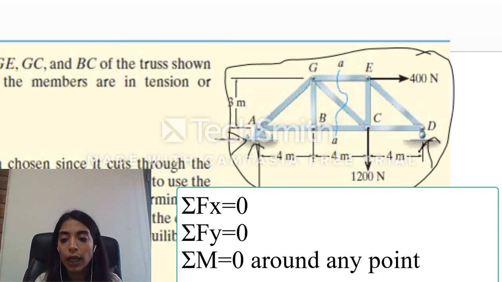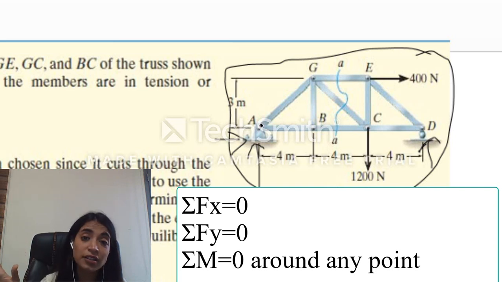It's up to you. Now, if you don't have a lot of time, what I can do basically is to only find the reaction at D by taking the sum of moments at A. So I can take the sum of moments at A for the whole truss, get rid of the reactions at A, find the roller reaction at D, and then take the right side, apply the sum of Fx, sum of Fy, and sum of moments on the right side of my section, and find the internal forces.